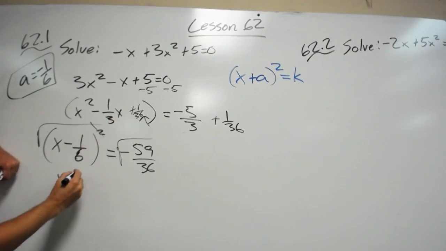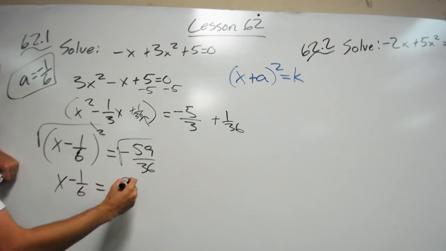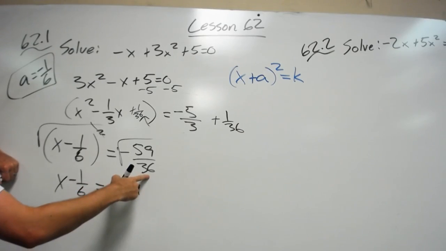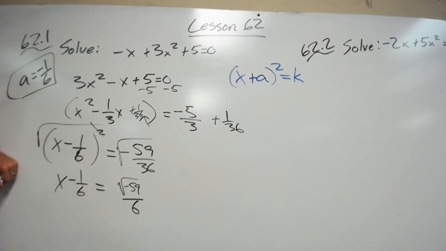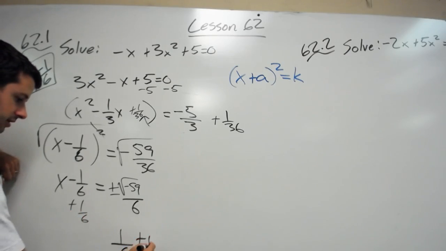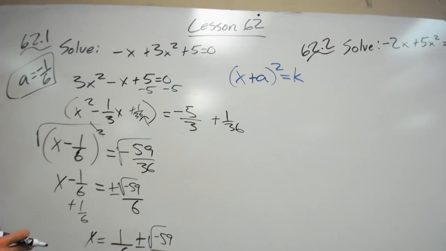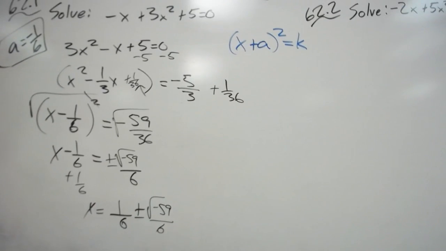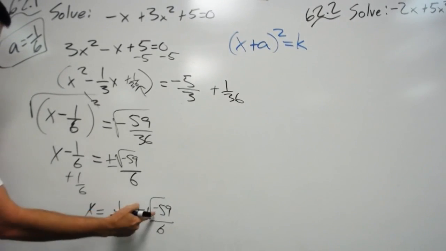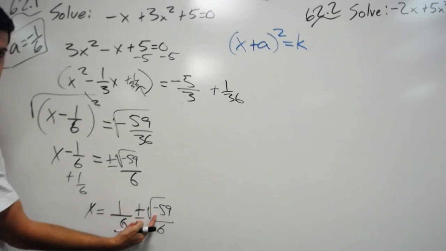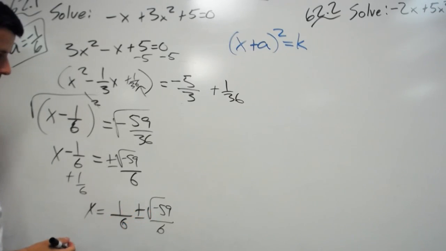x minus 1/6 equals radical negative 59 over radical 36, which equals 6, so we come to that point, and it's plus or minus. Hopefully we've got that memorized by now. Add 1/6 to both sides to get 1/6 plus or minus radical negative 59 over 6. Here's the only thing that this lesson is really teaching, because all this you've done before. The only thing it's teaching is we have a negative inside of a radical here. Well, remember, that's not possible to have.